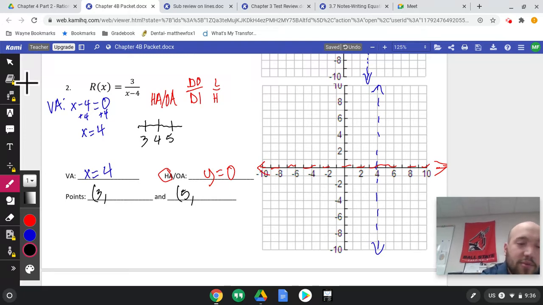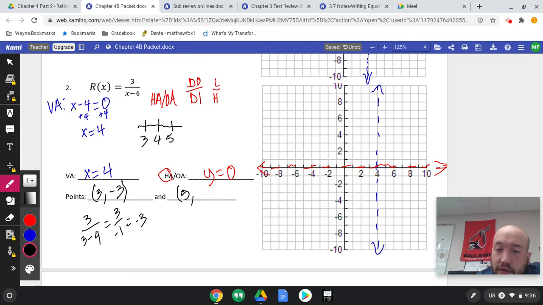So on the top we'll have 3 over 3 minus 4, which will give us 3 over negative 1, or negative 3. So 3, negative 3, go over 3, down 3, that's 1 point. Our next one, if we plug in a 5, it'll still be a 3 on top, 3 over 5 minus 4, 3 over 1, which is just 3. So 5, 3 is our other point. So over 5, up 1, 2, 3.